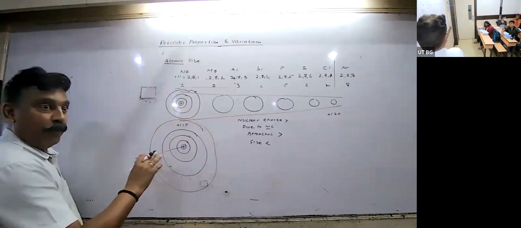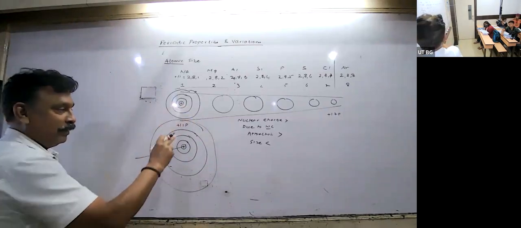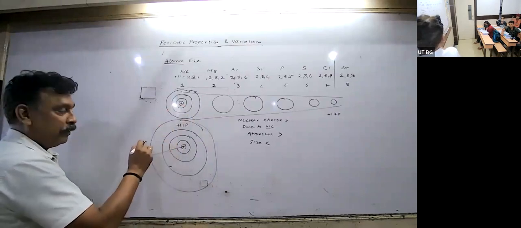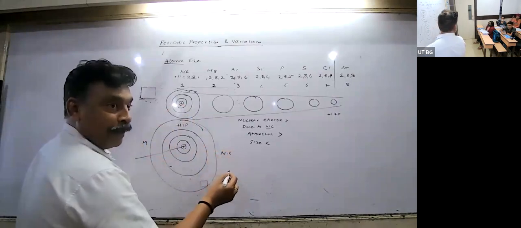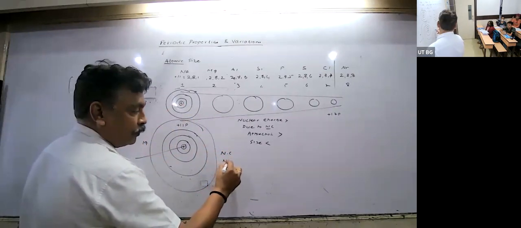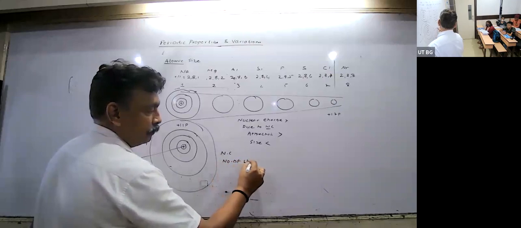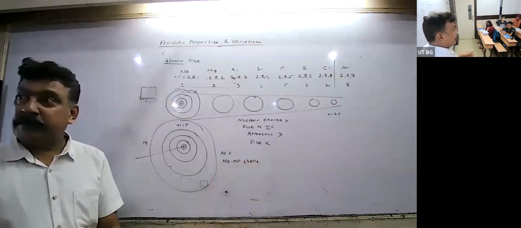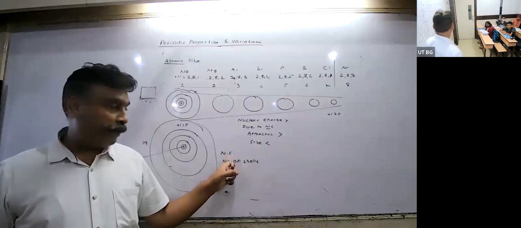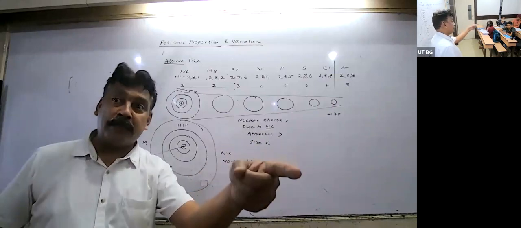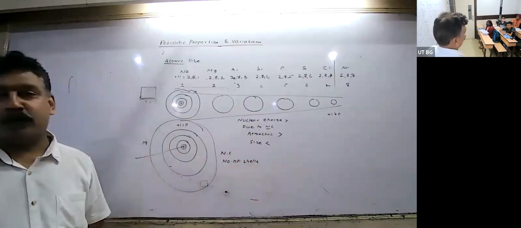Now what problem is coming up here? 11 protons here, and how many here, 19 protons in potassium. But what is the problem? The nuclear charge is being dominated by the number of shells. Okay, that means the atomic size does not depend only on the nuclear charge, it depends upon the number of shells. Why are the number of shells increasing?